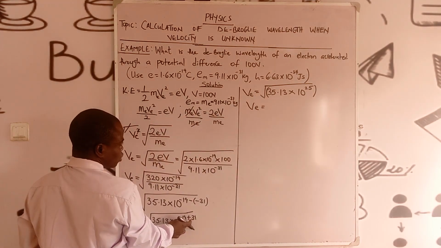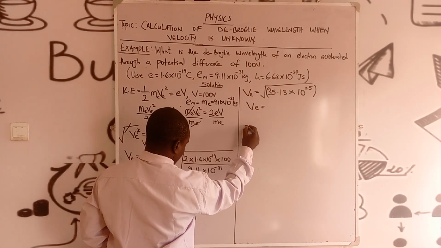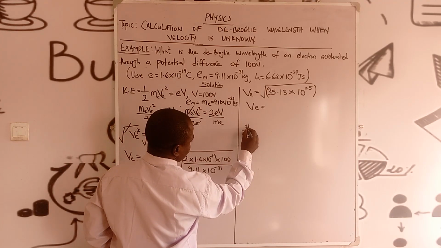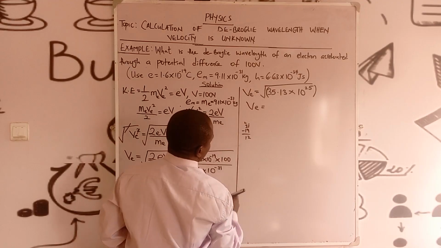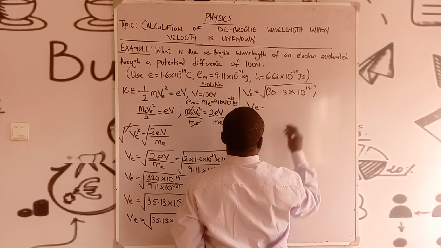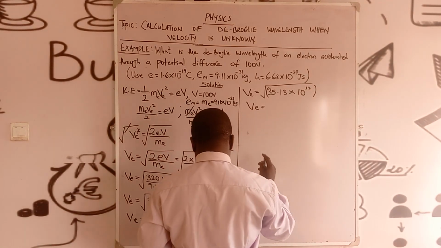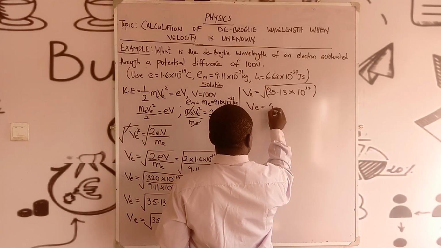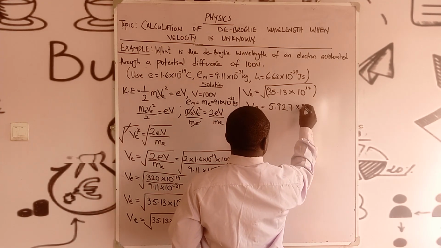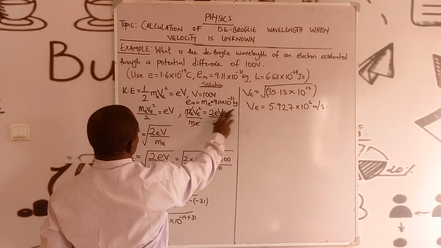Minus 19 plus 31 is, let's see, 31 minus 19. Borrow 1 to here, that's 2, then 2 minus 1, that's 1. So it's 12. Now when you find the square root of that, you have 5.927 times 10 to the power 6 meters per second. Now you have gotten the velocity of the electron.